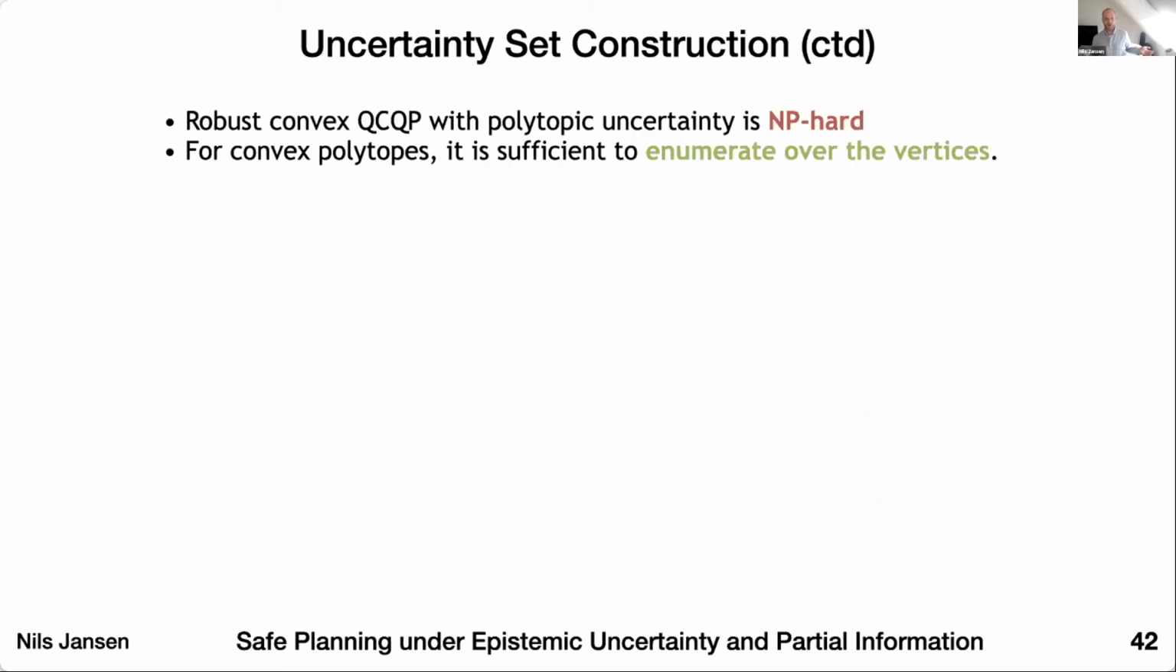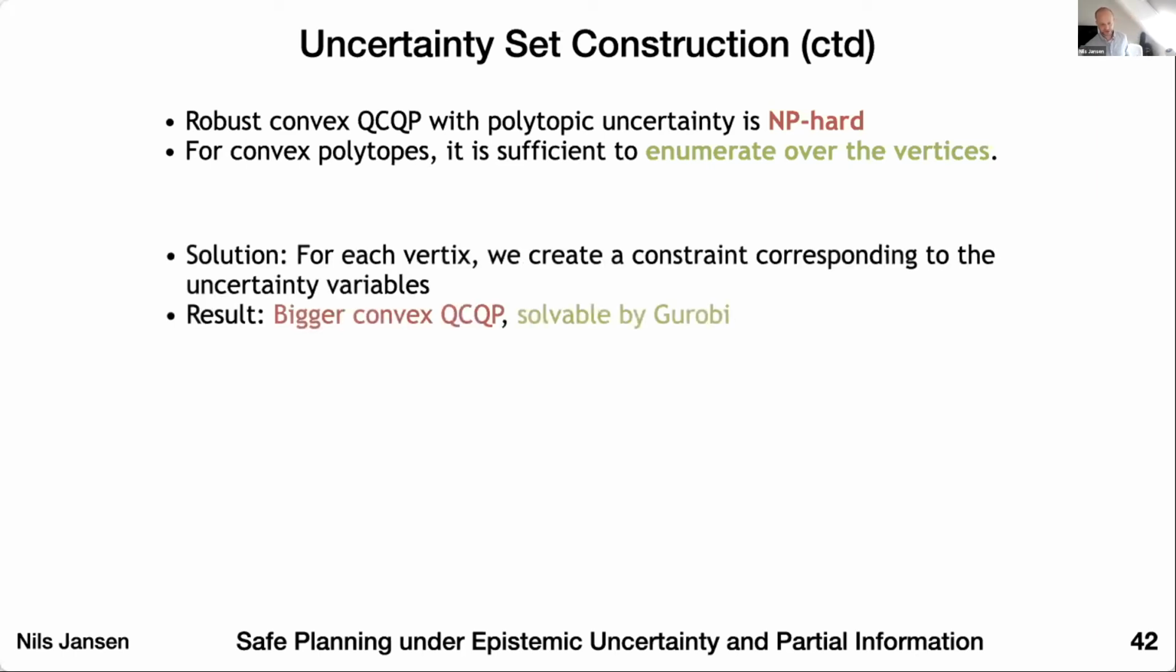So what we know is, if we have this uncertainty set, that robust convex quadratically constrained quadratic programming with polytopic uncertainties is NP-hard. And for a convex polytope, it is sufficient to enumerate over the vertices. So for each of these vertices, we create one constraint that corresponds to this underlying uncertainty variable. What results from our semi-infinite problem is a bigger convex QCQP, which can be solved by Gurobi, for instance, right?